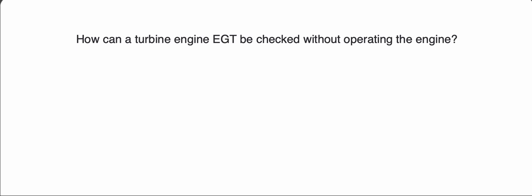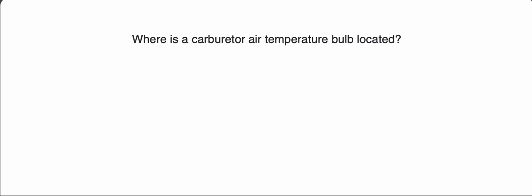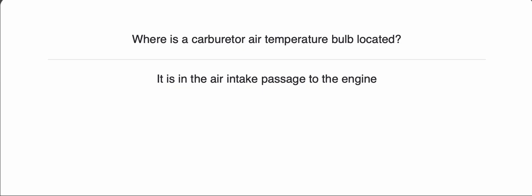How can a turbine engine EGT be checked without operating the engine? By checking resistance to thermocouples and circuits. Where is a carburetor air temperature bulb located? It is in the air intake passage to the engine.